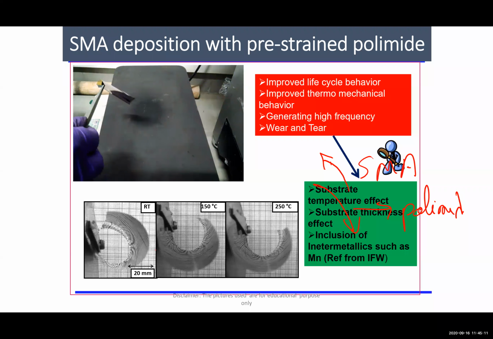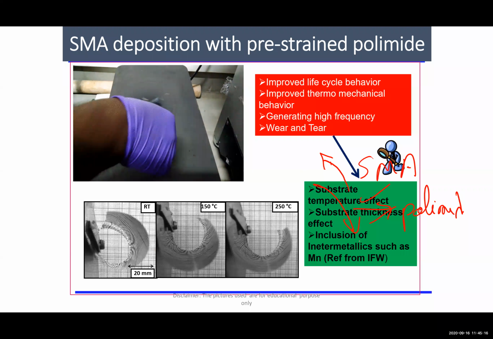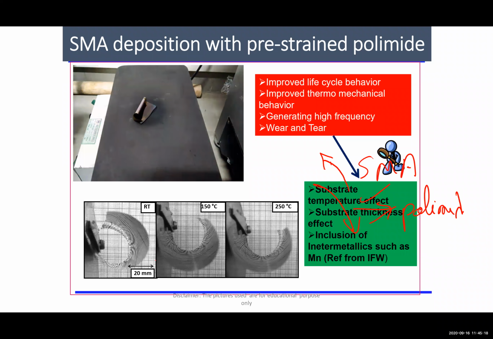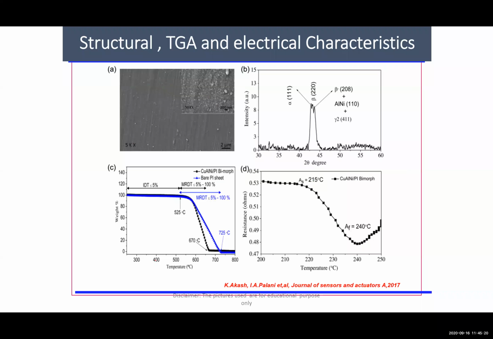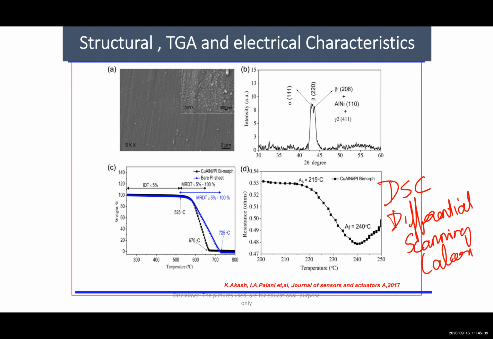Since we ourselves are fabricating the structure, we went for different analyses by changing the substrate temperature, changing the thickness effect, etc. So we went for a complete structural analysis. For this structural analysis, we did XRD, and the most important with respect to shape memory alloy is DSC analysis, which is nothing but differential scanning calorimetric analysis.